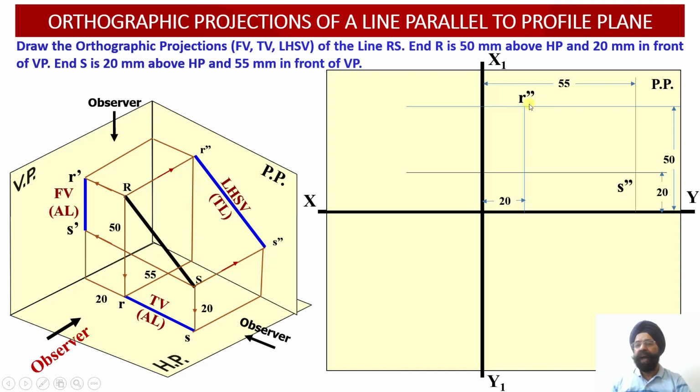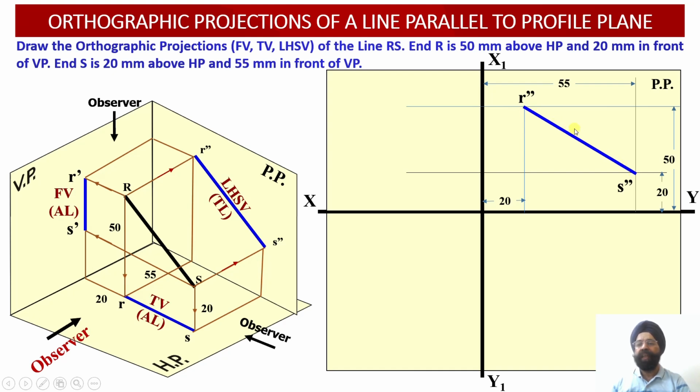So we can check R double dash point, it is available with us at a height of 50 millimeter above the horizontal plane and 20 millimeter in front of the vertical plane. Similarly, point S double dash is lying 20 millimeter above the horizontal plane and 55 millimeter in front of the vertical plane. So having obtained the points R double dash and S double dash in the profile plane projections, we can join R double dash with S double dash.